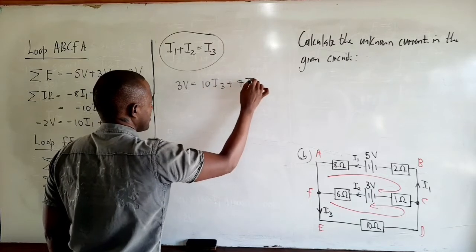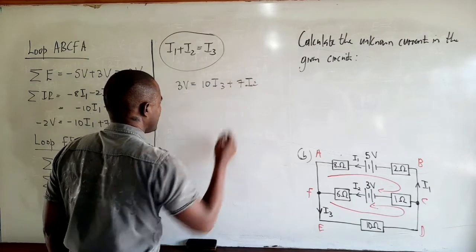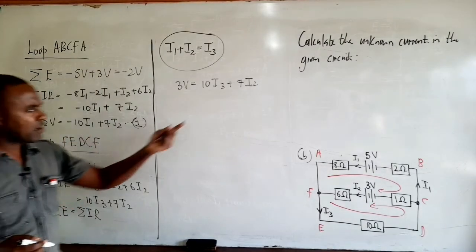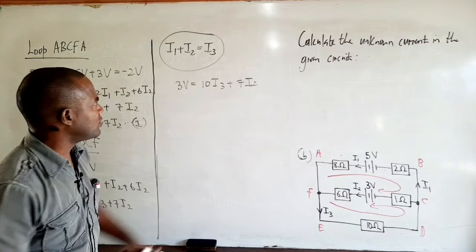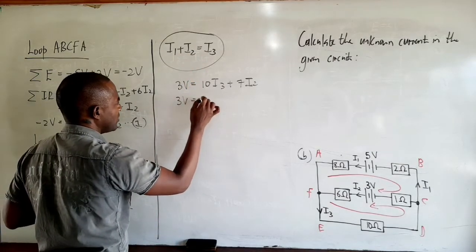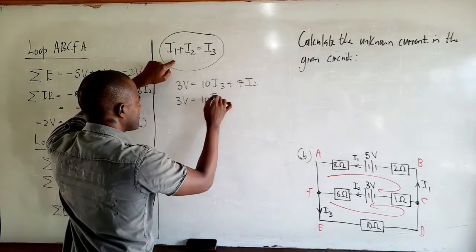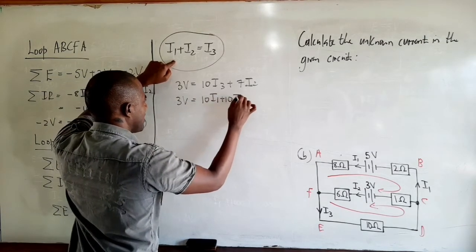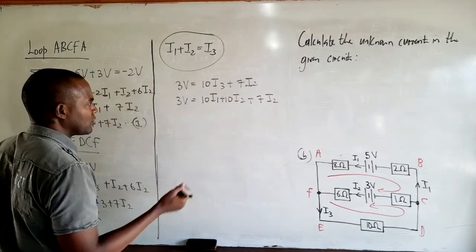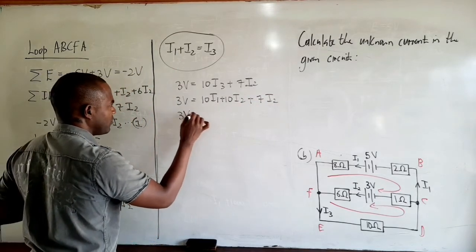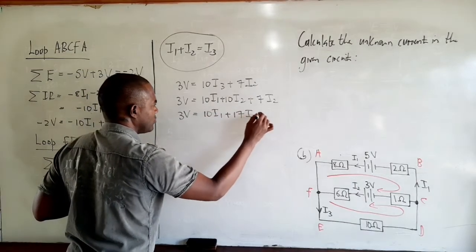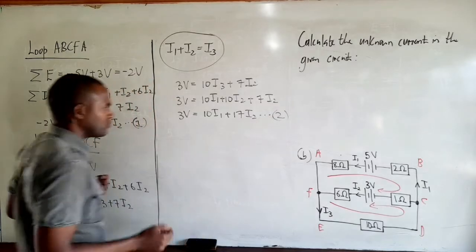plus 7 I2. But of course, we already have our first equation in terms of I1 and I2. And so our second equation should also be in terms of I1 and I2. So we'll just make this substitution. So now we have 3 volts is equal to 10 I1 plus 10 I2 plus 7 I2. When we add up the I2 terms, we get that 3 volts is equal to 10 I1 plus 17 I2. And we call that equation 2.